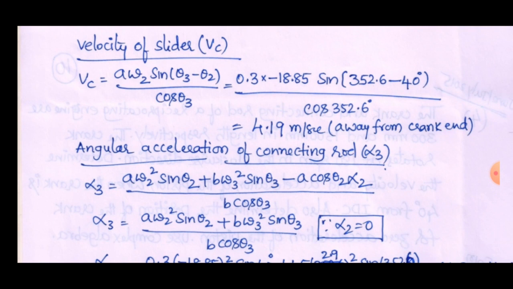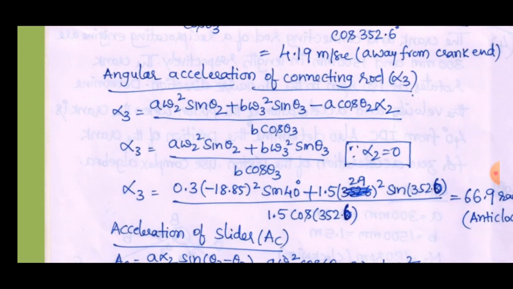Next, after finding the velocity, go for the acceleration. So the angular acceleration of the connecting rod, that is alpha 3. Once again, write down the formula and cancel the term which contains alpha 2, because alpha 2 is equal to 0. If I cancel the third term in the numerator, then alpha 3 becomes a omega 2 square into sine theta 2 plus b omega 3 square into sine theta 3, divided by b cos theta 3. Once again, theta 2, theta 3 are known, omega 2, omega 3 are known, and a and b values are given.